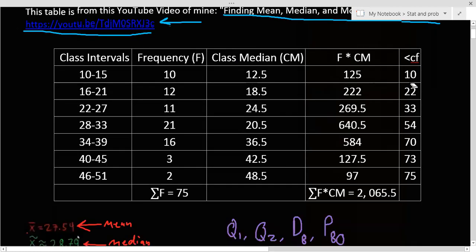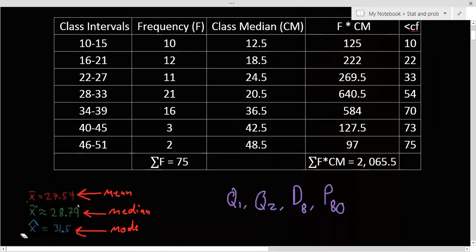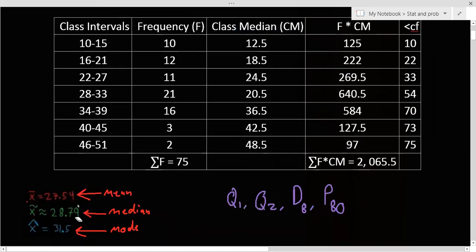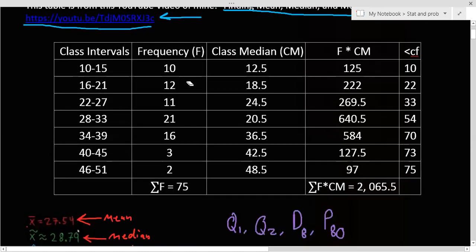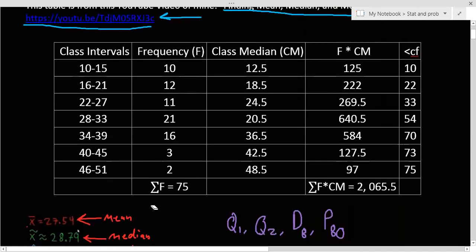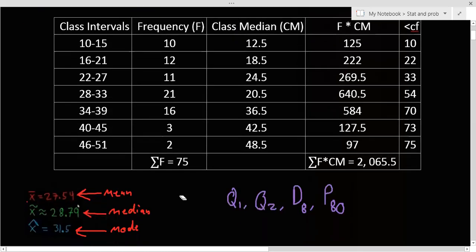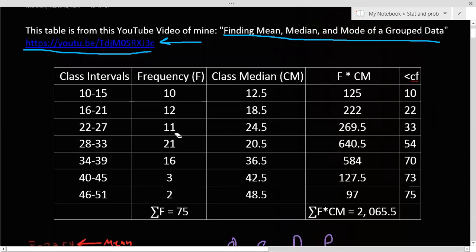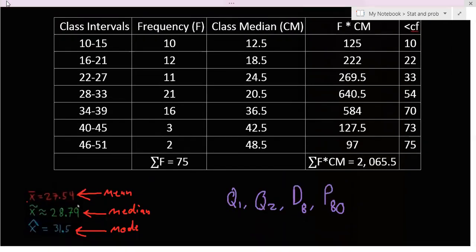Alright? And below it, on this left part here, meron tayong red colored na 27.54, which is the mean of this table. Ito, 28.79, which is median ng table na to. And last but not the least, 31.5, yun yung mode ng table na to. So, if you want to learn more on how I get the mean, median, and mode, please watch the YouTube video. So, now let's go to the point.